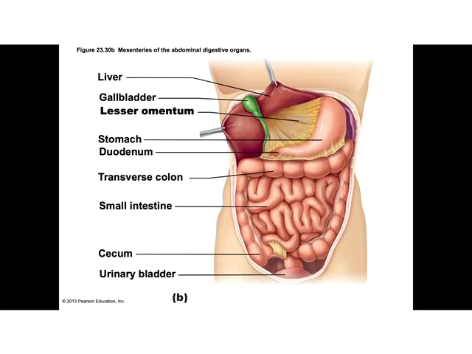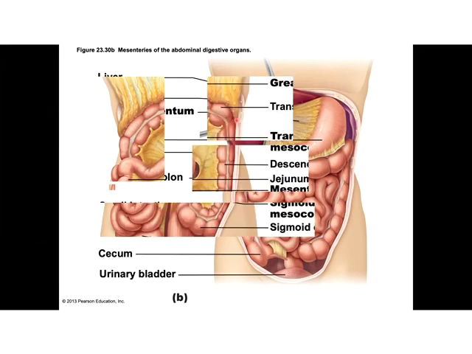And then here we have everything in place, right? There's the greater omentum flipped up. You can see how it hangs from the transverse colon, right? There is the transverse mesocolon, right? It's still, again, primarily a branch of peritoneum. And then you can see the other mesocolons named for the area of the colon they're attached to, right? Sigmoid and descending mesocolon and so on, right?